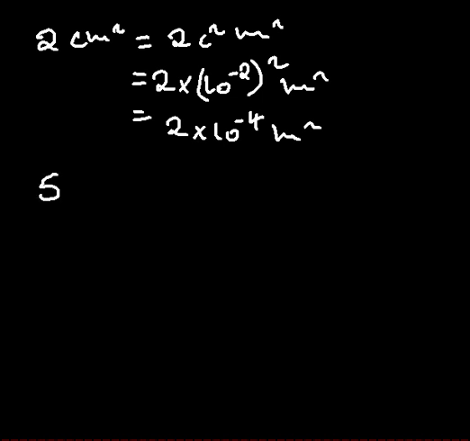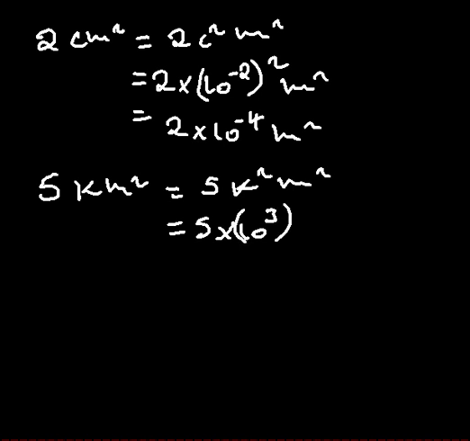Likewise, let's say we have 5 kilometer square. In meter square, the principle remains the same. This is the same as 5 kilo square meter square. And what is the value of kilo? 10 to the power positive 3, and the overall to the power 2, times meter square. We'll have it as 5 times 10 to the power positive 6 meter square.